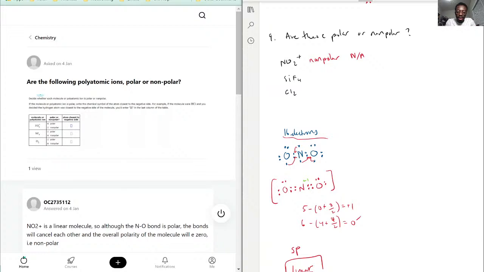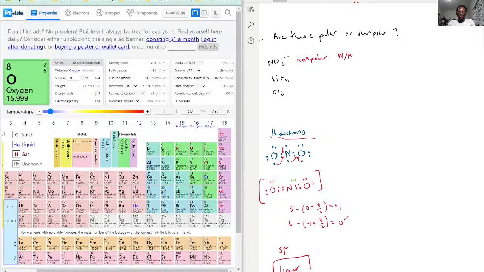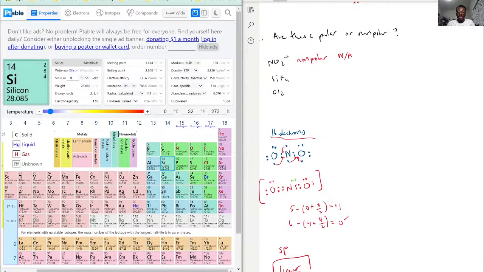So now SiF4. We first have to figure out how to even form this. Silicon is in the 14th column, so that's 4 valence electrons, and fluorine is in the 17th column, which is 7 valence electrons. So in total, fluorine is 7 times 4, so that's 28, plus the 4 more, so that's 32 electrons to work with for SiF4.